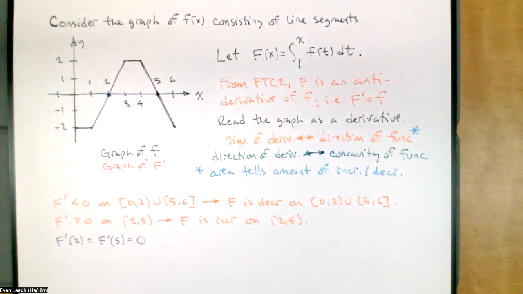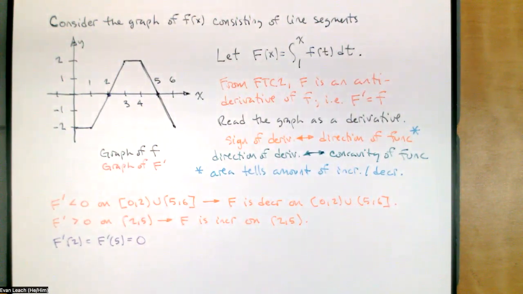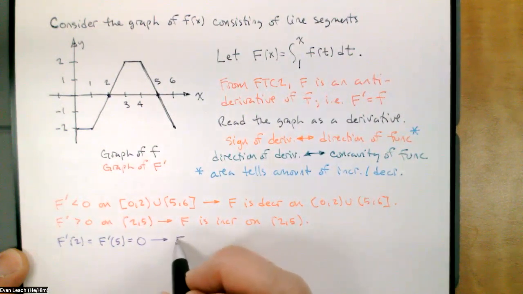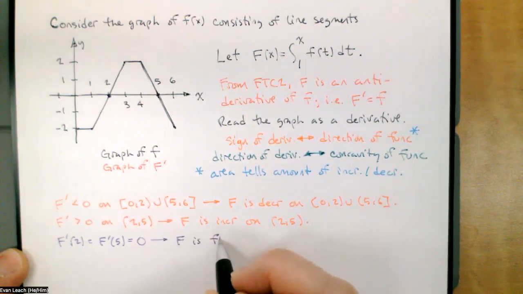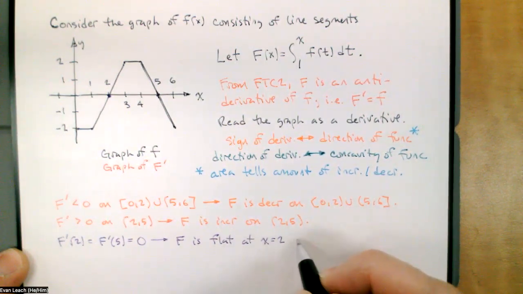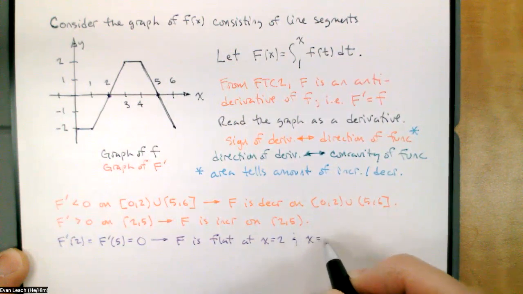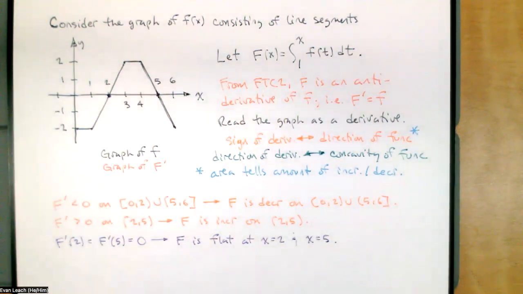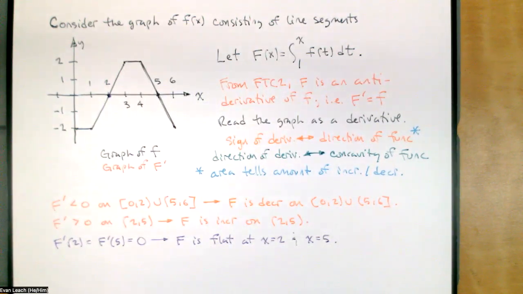So at 2 and 5, f prime is neither positive nor negative, so the function is neither increasing nor decreasing. I usually describe this as the function being flat at these 2 points. We can refine this a little further because we have such a good picture.